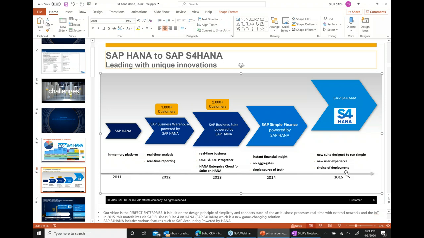Then in 2015, SAP came with this fourth-generation enterprise application, which is called SAP S/4HANA.